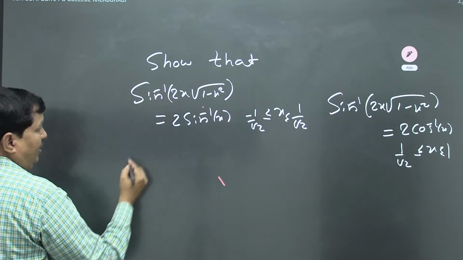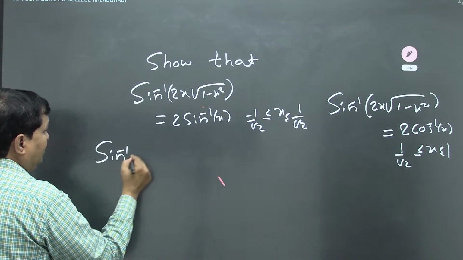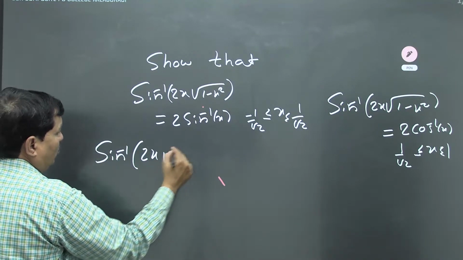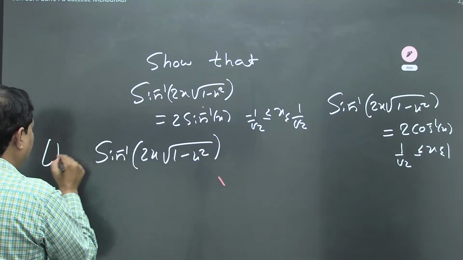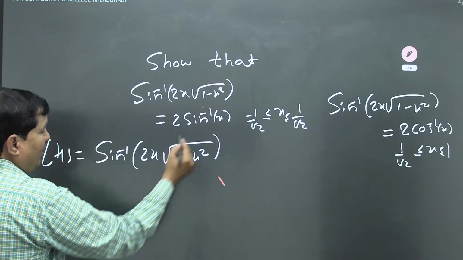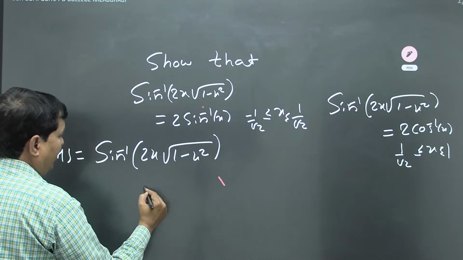First, take this question. Sine inverse of 2x into root of 1 minus x square. This is nothing but LHS. What you have to prove is 2 sine inverse of x. That is why here I want to take care.